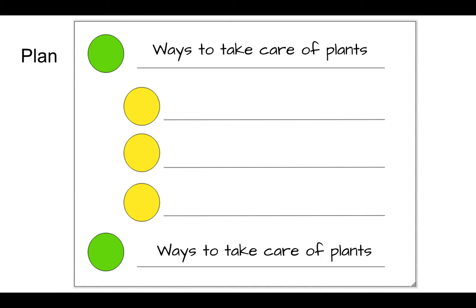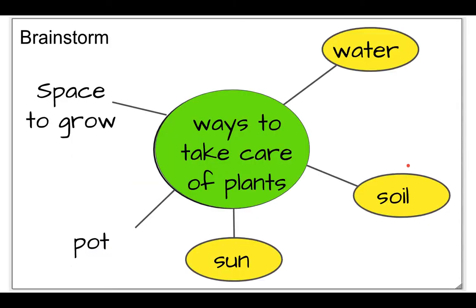As I look at what's next, I'm going to go back to my web. This is where I can choose what order I'd like to write about my different big ideas. So they could go in any order that I want. I'm the author and I get to make that choice. And so I can pick which one I want to start with. I'm going to start with water because I think one of the most important things to know about taking care of a plant is that they need the right amount of water to live.